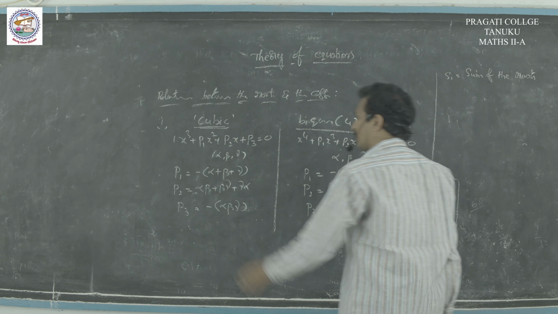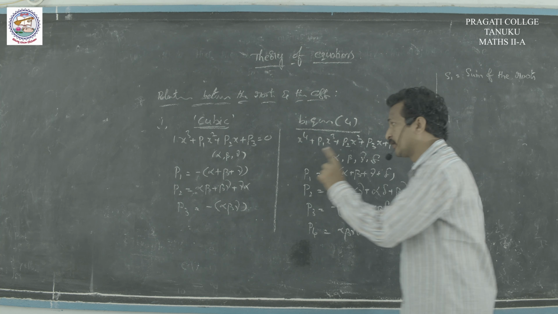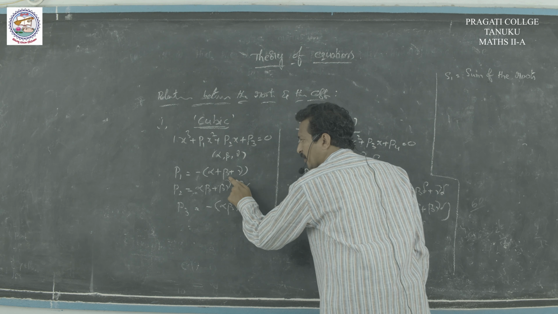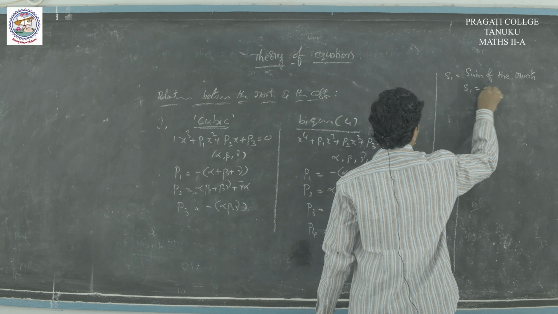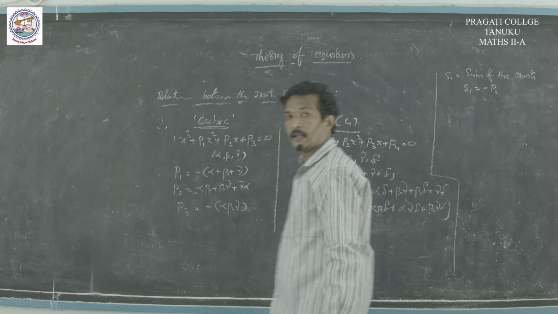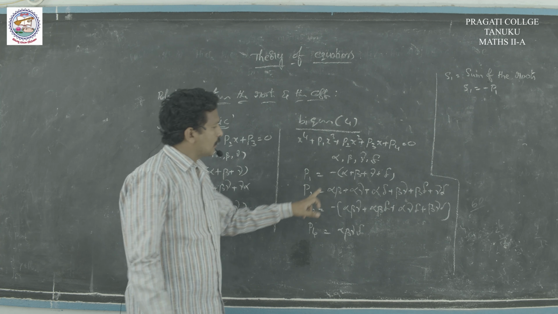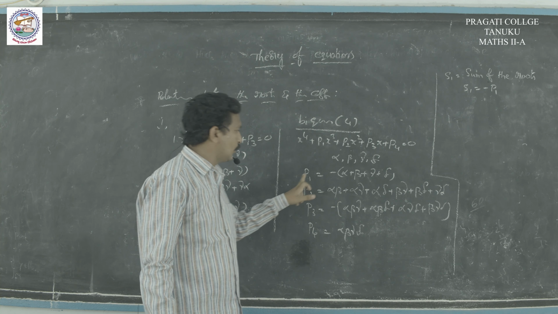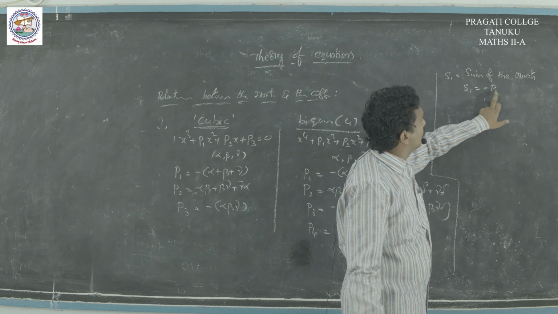We observe that in the cubic equation, the sum of the roots, alpha plus beta plus gamma, is minus P1. So S1 is equal to minus P1. We observe that in the fourth degree equation also, the sum of the roots, alpha plus beta plus gamma plus delta, is equal to minus P1. So S1, the sum of the roots, is equal to minus P1.